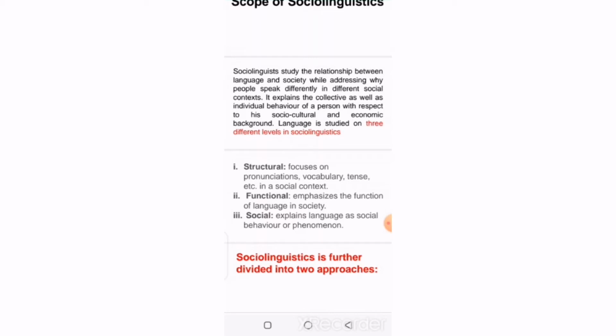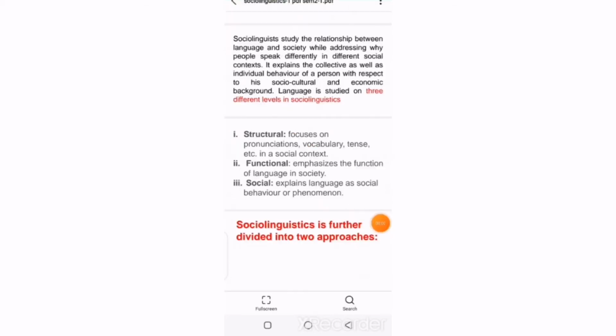We do not only study the language at the level of structure, at the level of phonological aspects, we also study it at functional level. We perform different functions within a society. Sometimes we reject someone, sometimes we accept something, sometimes we give permission to other people, and sometimes we request someone. So all these functions are performed with the help of language. It emphasizes the function of language in society.